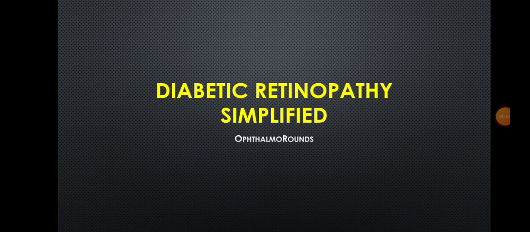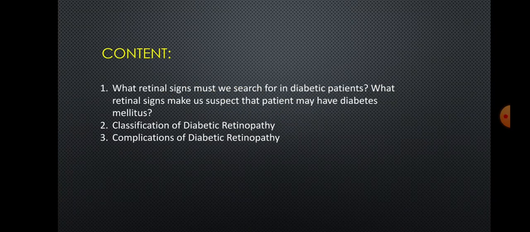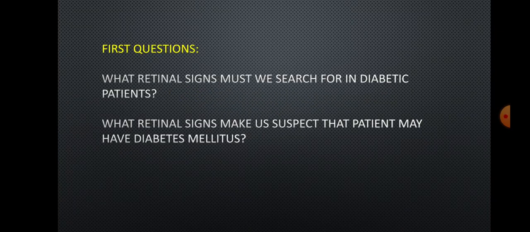Diabetic retinopathy. First questions. What retinal signs must we search for in diabetic patients? What retinal signs make us suspect that a patient may have diabetes mellitus? That is to say, when we examine the patient by direct or indirect ophthalmoscopy, we can see some signs in the retina, and we should know what signs tell us that this patient has diabetic retinopathy.